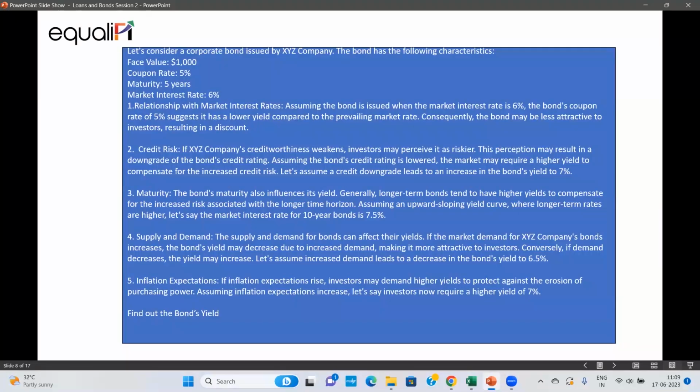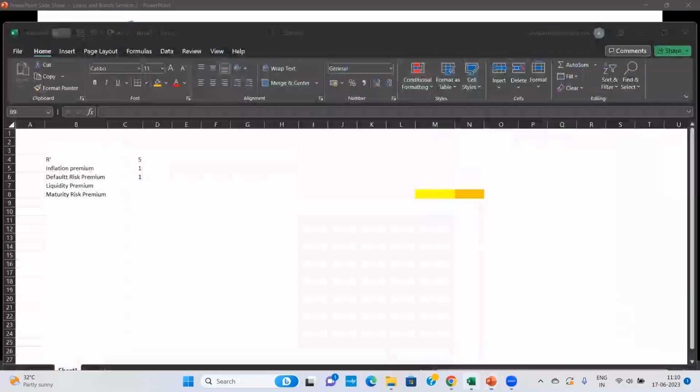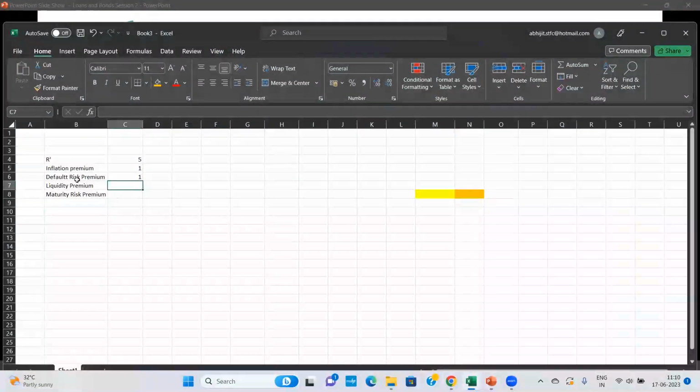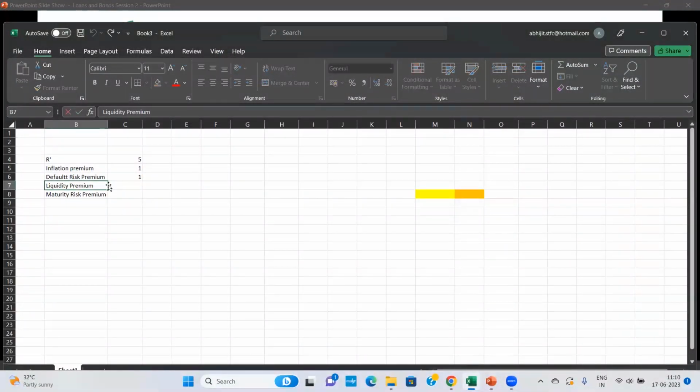So what is my liquidity risk premium? 0.5, correct. So it's 6.5 minus 6, that is 0.5.